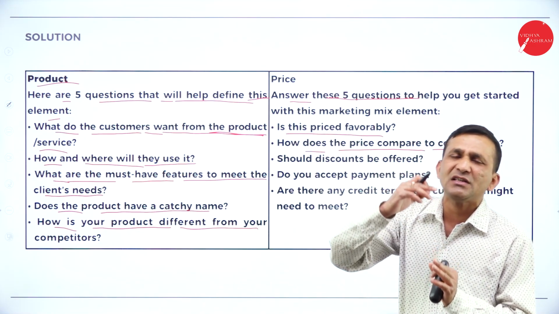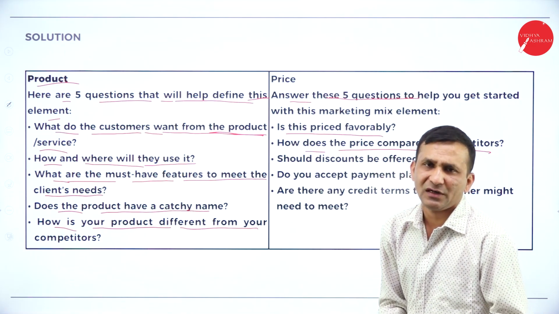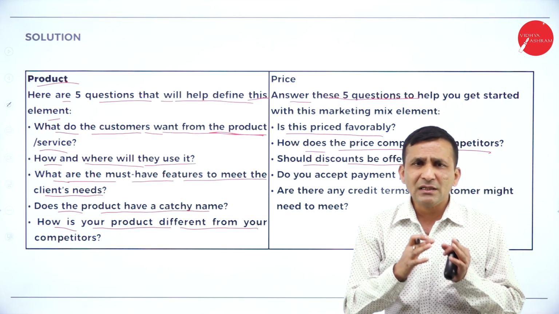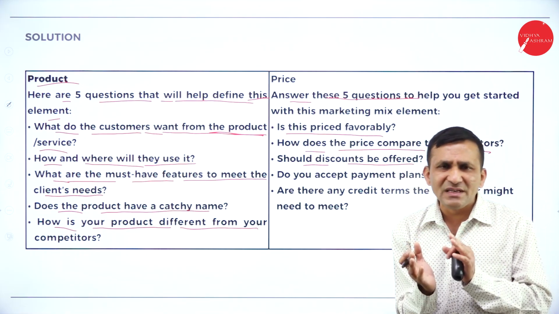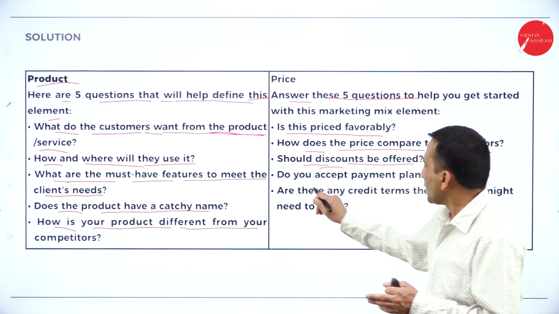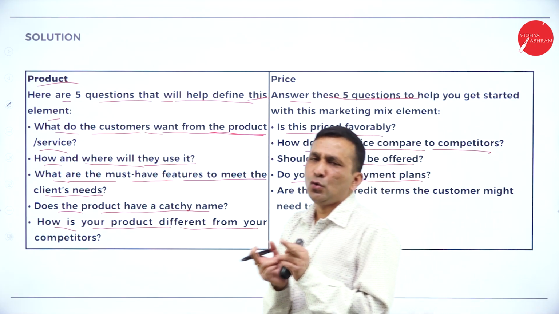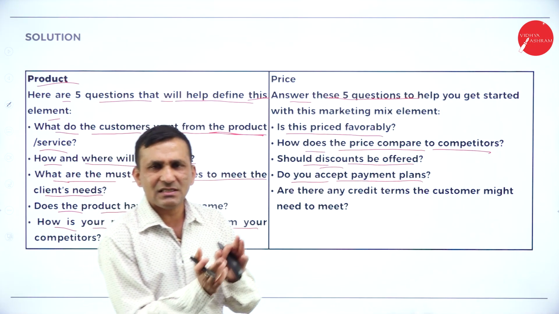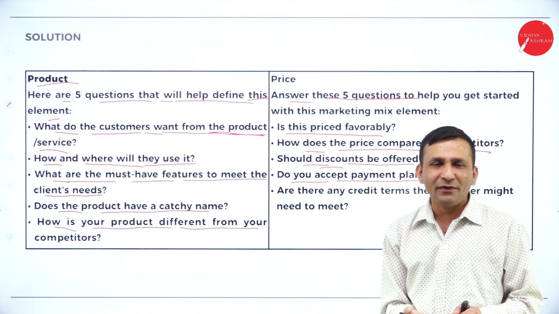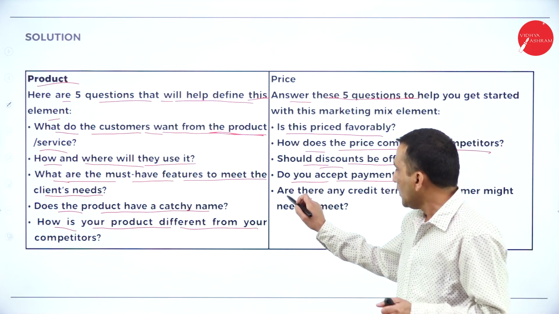Okay, if I try to charge more compared to the competitor, the consumers are not ready to accept purchasing the product. Should a discount be offered? The price mix is related to discount or credit. Do you accept a payment plan? Because there are two major transactions in a business, cash transaction or credit transaction. In this case, we can identify the price mix, which is nothing but your credit payment.